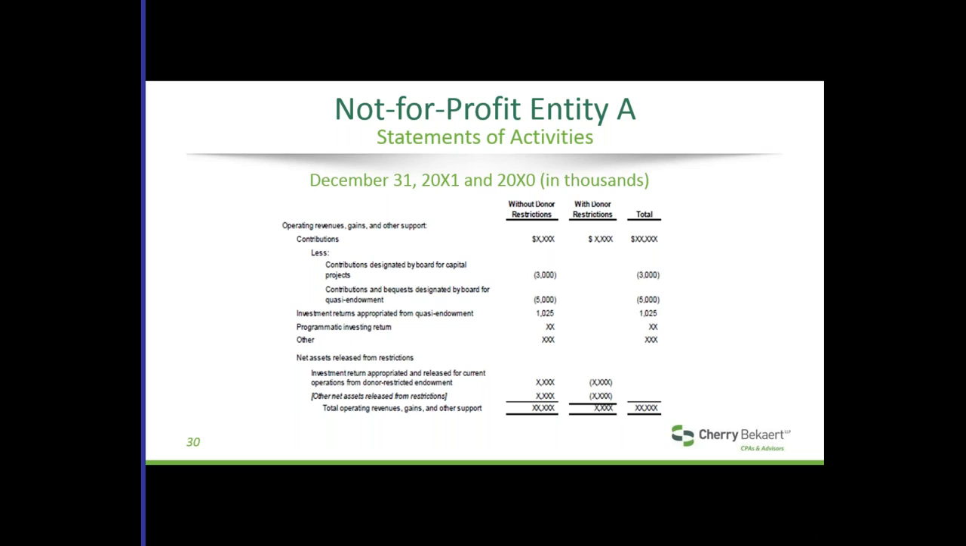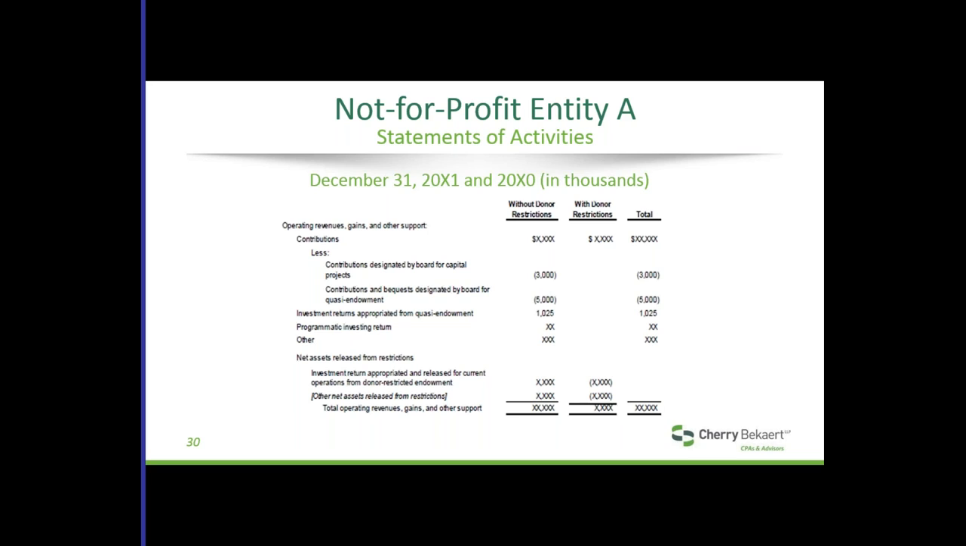But beginning under contributions, it is backing out contributions designated by the board for capital projects and also contributions and bequests designated by the board for quasi-endowment. So effectively, the board has decided that they have some unrestricted funds and they want to set these aside for these 2 specific purposes. So they're going to reduce the without donor restrictions number by those amounts.